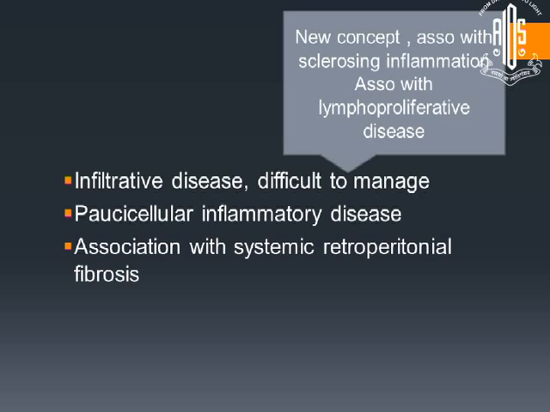So these are basically infiltrative disease and difficult to manage. And it's a new concept that there's an association of IgG4 disease with sclerosing inflammation as well as lymphoproliferative disorders.